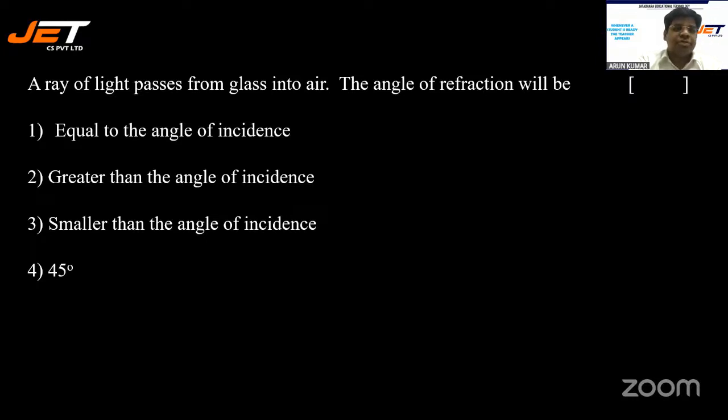All right. So a ray of light passes from glass into air. The angle of refraction will be equal to the angle of incidence, greater than the angle of incidence, smaller than the angle of incidence, or 45 degrees. From glass to air, students, from denser to rarer medium, it bends away from the normal. That means everyone is right this time.